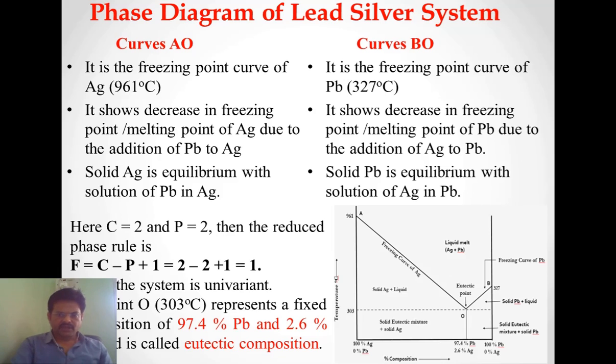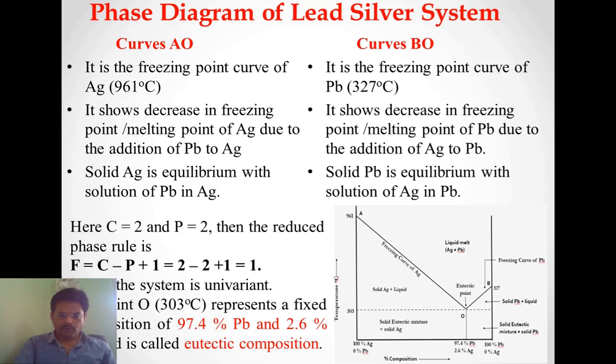Along both these curves, there are two phases in equilibrium. Along the curve AO, the two phases in equilibrium are solid silver and a solution of lead in silver. Whereas along curve BO, the two phases in equilibrium are solid Pb and a solution of silver in Pb. So when we put the value of C as 2, as it is a two-component system, and P equals 2, the value of F, the degrees of freedom, comes out to be 1, and hence these curves represent a univariant system.